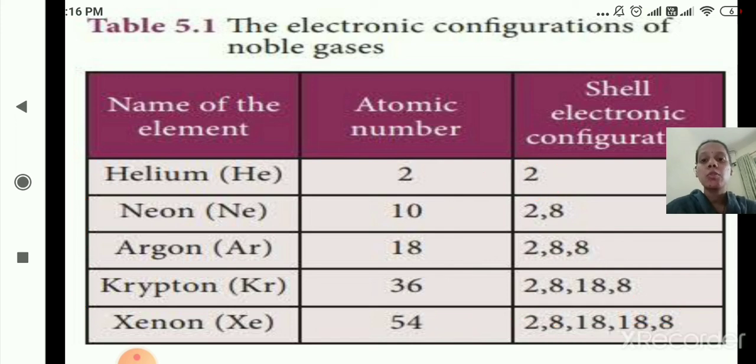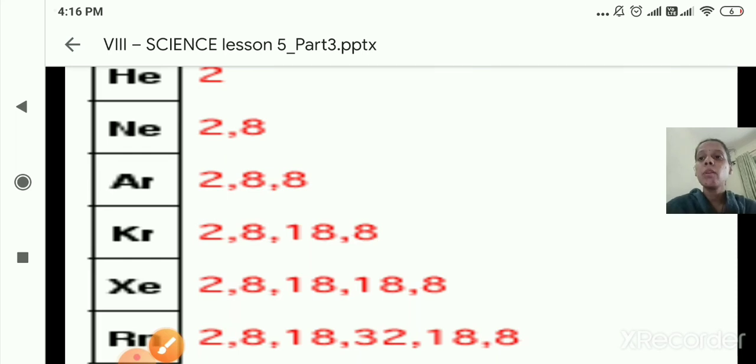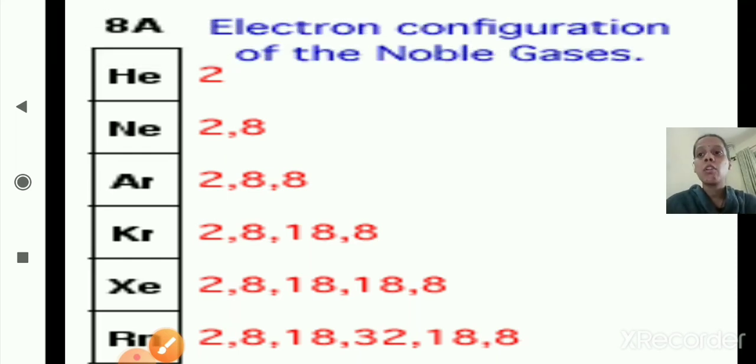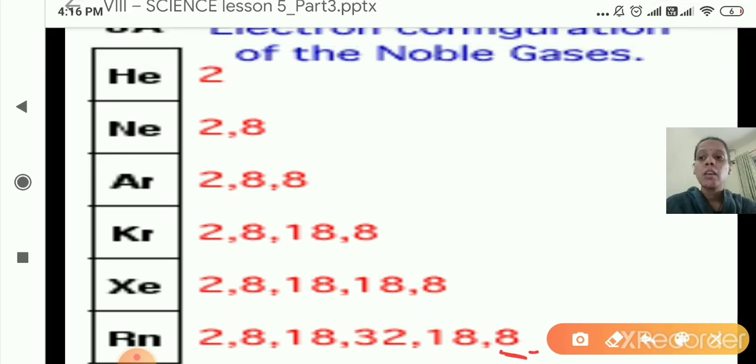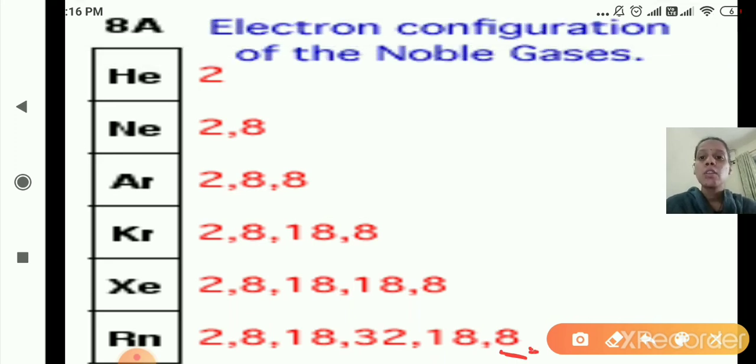Now the next one: again the electronic configuration is given for helium, neon, argon, krypton, xenon and radon. As you can see, the last one is radon. It is also a noble gas or inert gas. As you can see here, in the outermost shell radon has 8 electrons. So it also has an electron octet. So because of this, its valency is 0. I hope you are clear with this.